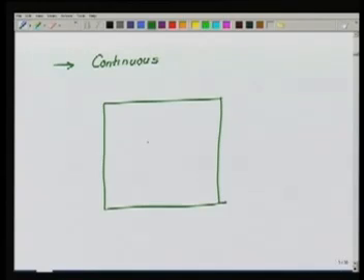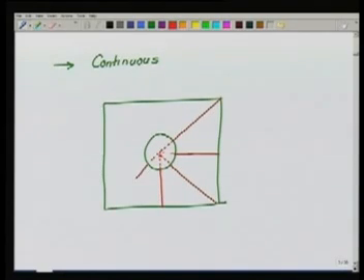Okay, let's say this is my domain with a centrally located circular hole. The mesh I am going to make is like this. This is the center. So this is the kind of mesh you can make, a mesh of quadrilaterals.